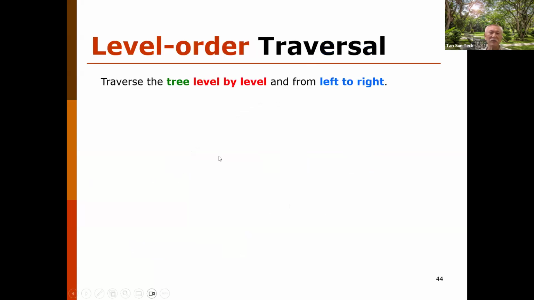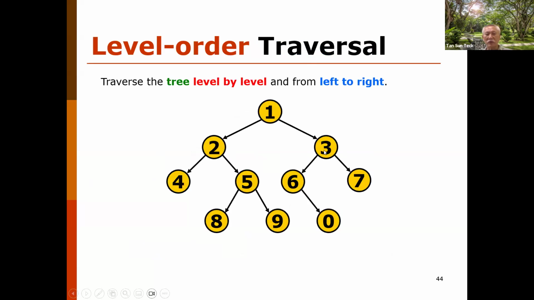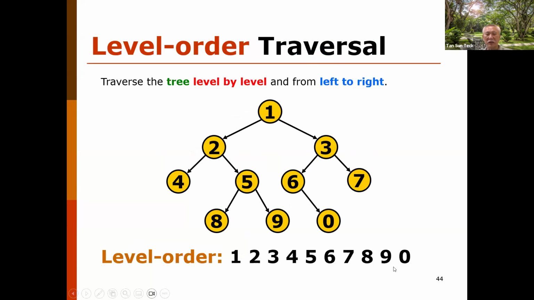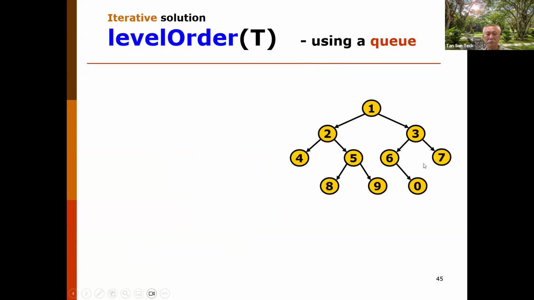Okay, level traversal we have already seen, but we can actually look at the program and see how it is done. Okay, so it says traverse the tree level by level from left to right. Right, so in this case, 1, 2, 3, 4, 5, 6, 7, 8, 9, 0. Yeah, that would be the level traversal order.